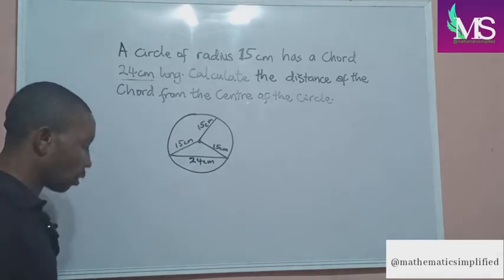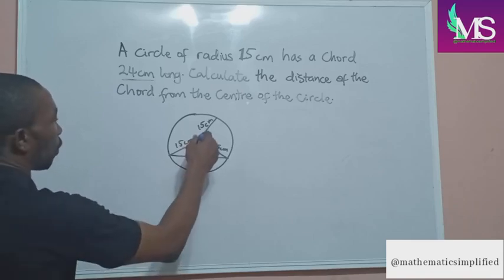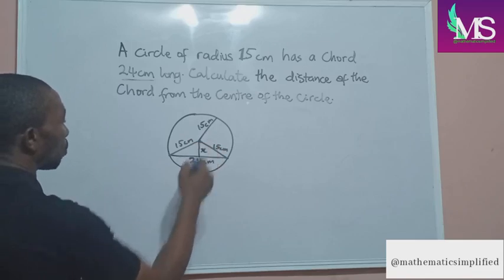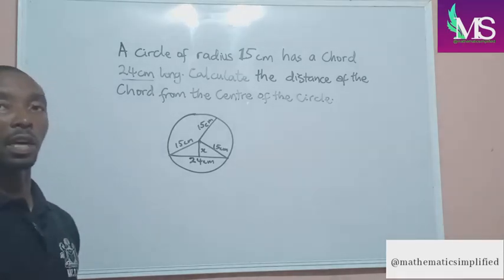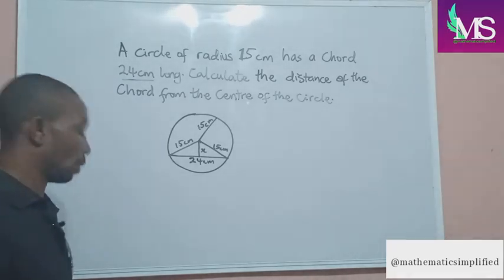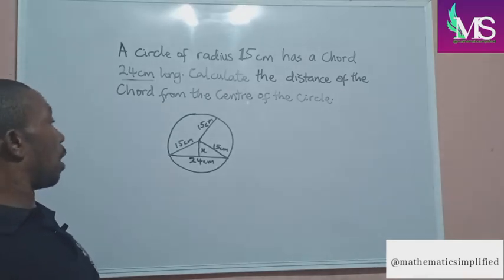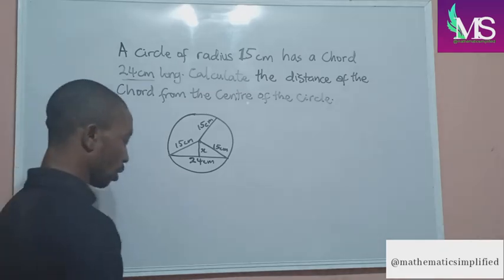But now, we know that if we divide this, a line, since we are looking for the distance of the chord from the center of the circle, okay? So this becomes a Pythagoras theorem where we'll have a triangle this way.